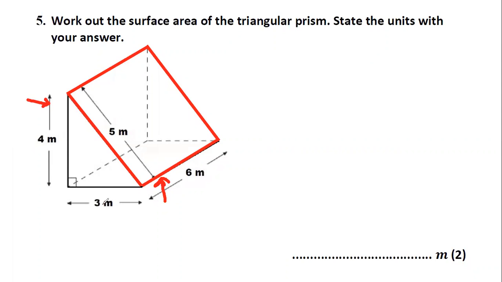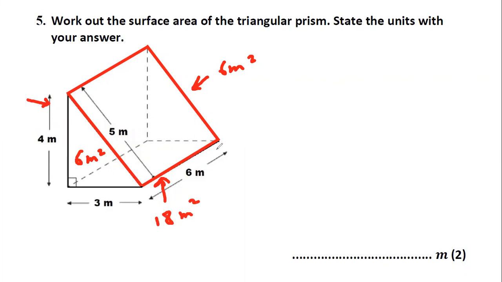Triangles are going to be base is 3, height is 4, 3 times 4 is 12, and 12 divided by 2 is 6. So the area of the triangle is 6 meters squared. So the area of this triangle here will also be 6 meters squared. Moving to the rectangle in the base. This one here, I know that this is 3 centimeters wide, 6 centimeters long. 3 times 6 is going to be 18 meters squared.